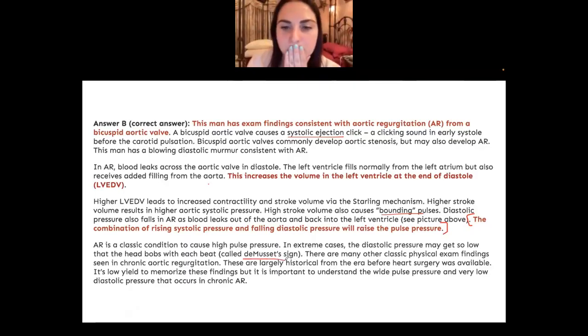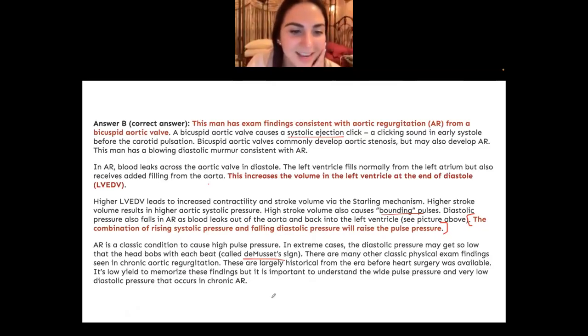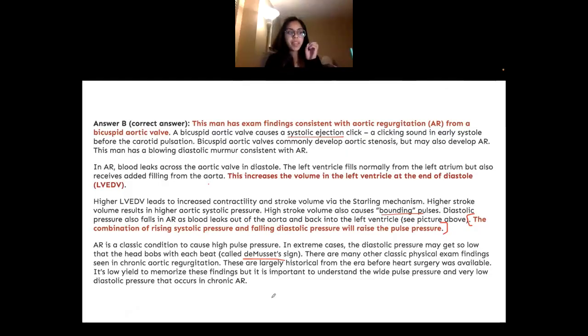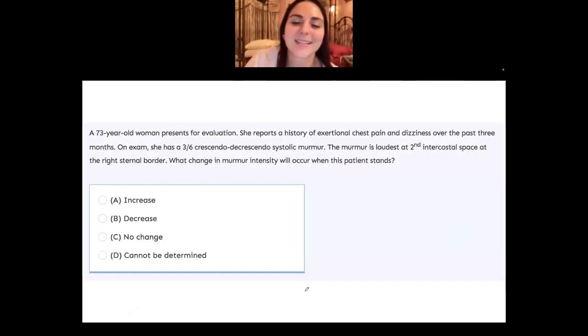That makes sense. And then apparently the head bobbing is called de Musset's sign. I didn't even know that. I've seen them in problems now, but then there's the nail bed thing. Even Dr. Ryan says here it's low yield to memorize these. He says these are largely historical findings from before heart surgery was available. But you might still see it. Okay, one more.